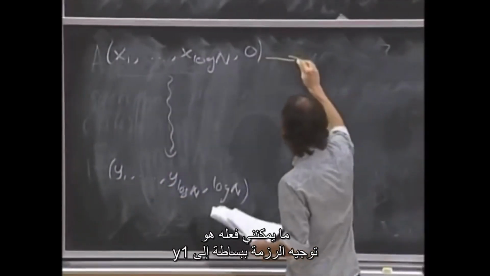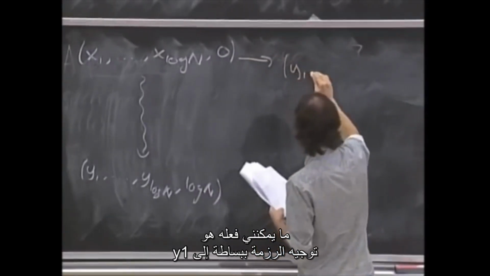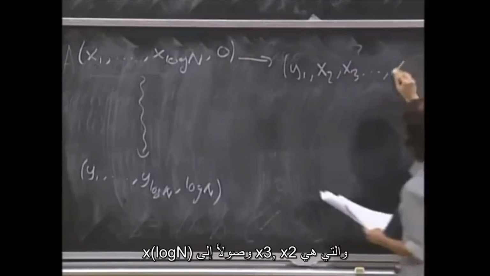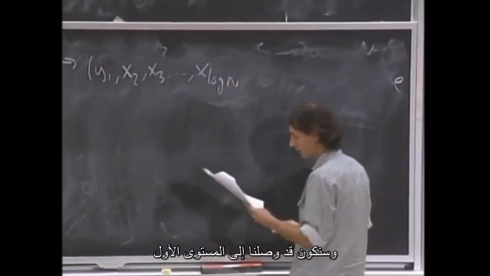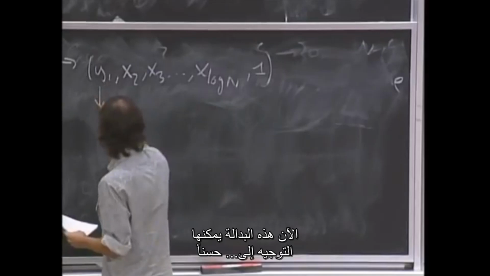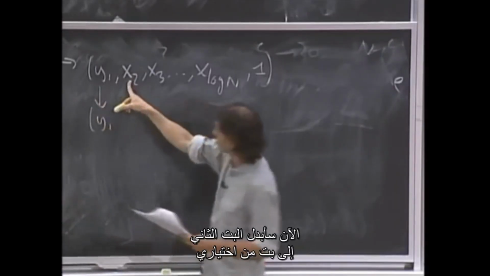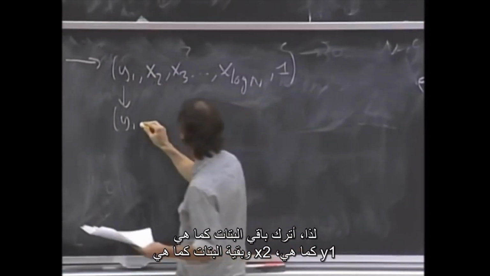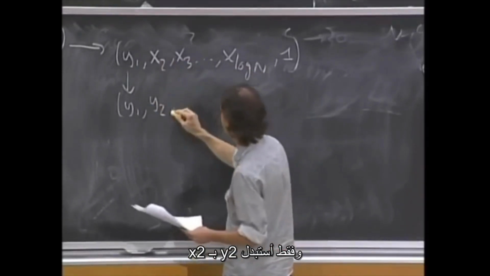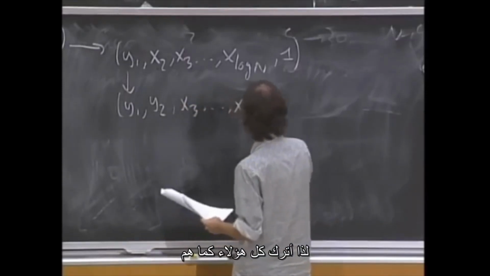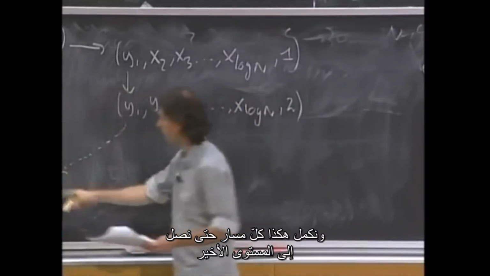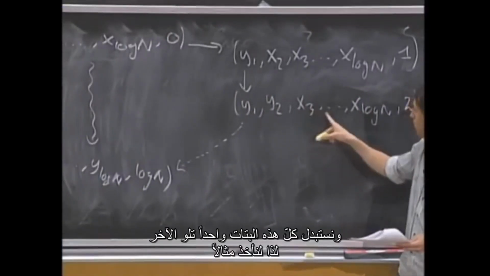So what I can do is I can just simply route it to y1, and then I leave all the other bits the same, which are x2, x3, all the way up to x log n. And we will have reached the first level. Now I'm going to swap the second bit into the bit of my choice. So I leave all the other bits the same, y1 the same, x3, all the others the same. I just swap x2 into y2. So we leave all those equal. And we go to the second level. And then we go all the way to the final level, and we one by one swap all these bits.